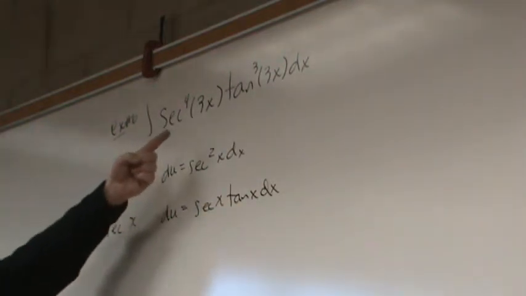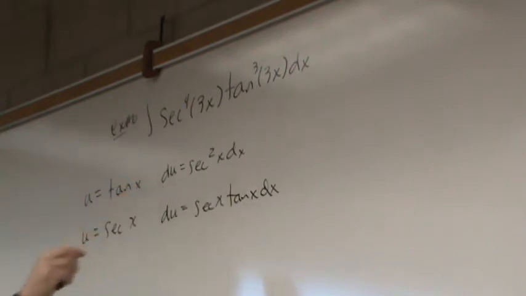Now, of course, these are 3x's, so you know that's a 3 and that's a 3. But I want you to just think generically. So my question to you is this. Should I let my U be tangent, or should I let my U be secant? Please think about it for a second, for like 30 seconds, and then I'll get your vote.